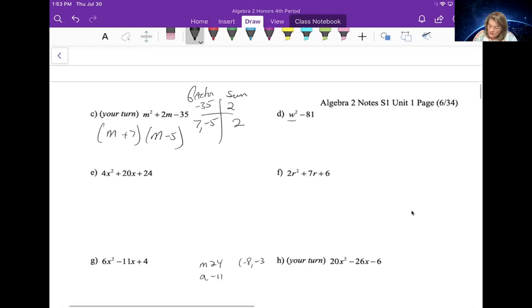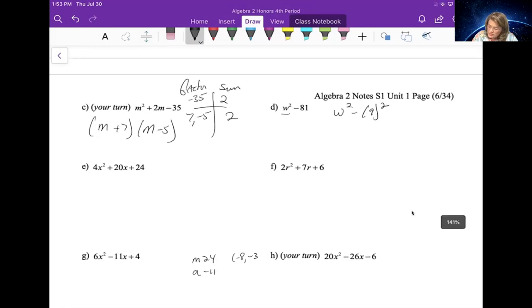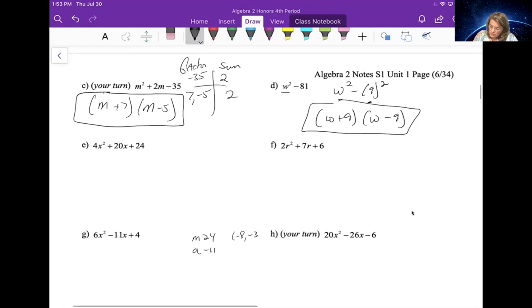All right, moving on. D. In D, we have a situation where w is squared, and we should notice that 81 is the square of 9. So that is in this difference of squares pattern. So this is a squared value, this is a squared value, and in that situation, I would have w plus 9 and w minus 9. And so there is my answer. And I should have circled it. It is always wise to circle your answer.